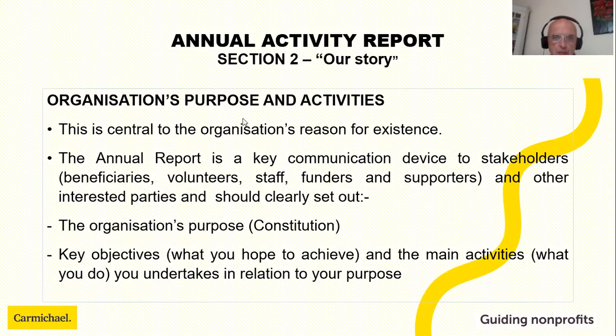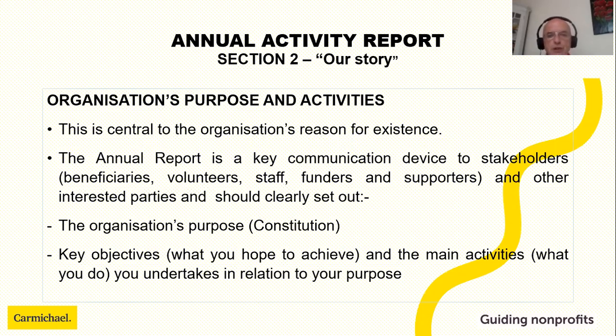So the organization's purpose and activities. This is central to the organization's reason for existence. And of course, these reasons for your existence, your main objectives, are set out in your memorandum and articles, usually on the first page or the first page and a half. And that's what you're working against. It is also an opportunity for you and for your organization at this stage, maybe to look at, is there a need to update the reasons for your existence? When last did the organization carry out such a review?